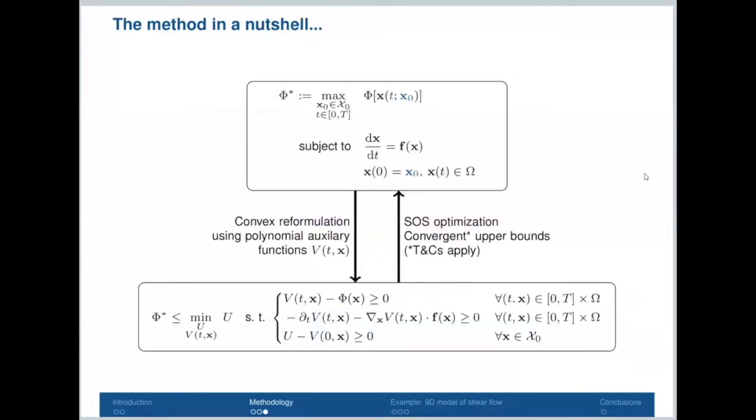Nevertheless, the method is interesting, and the results, as we will see, are pretty good. So just to fix the ideas in a nutshell, we considered a nonlinear optimization problem for phi star. We reformulate it into a convex problem using polynomial auxiliary functions to obtain the problem at the bottom. And then we attack the problem with sum of squares optimization to compute a convergent sequence of upper bounds on phi star, where the convergence is subject to terms and conditions from a mathematical point of view, but in practice, it occurs even when these terms and conditions are not satisfied, as we will see.